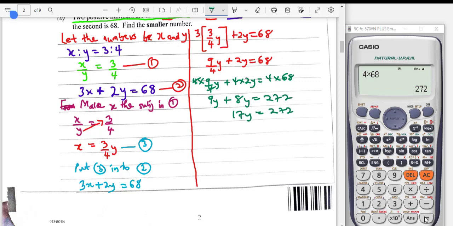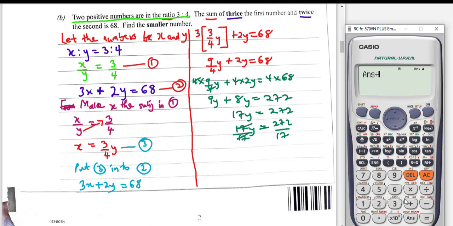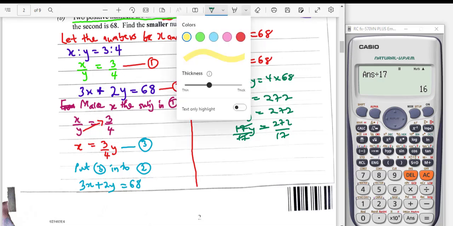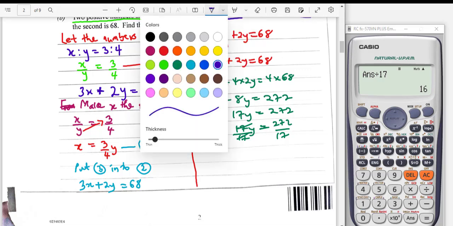So I'm finding y. 272, I divide both sides by 17 to get the value of y. So I'm just going to type divided by 17 and I'll press the equal sign, and I have 16 here. So the value of y is 16. Oh, that is beautiful.